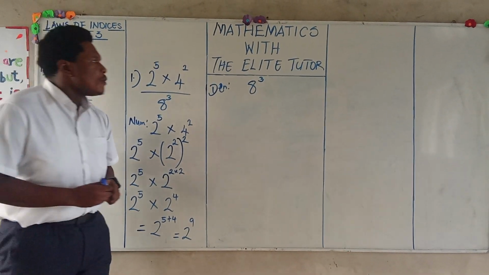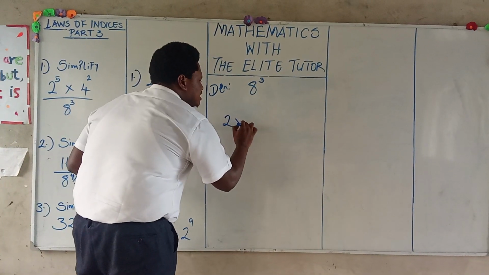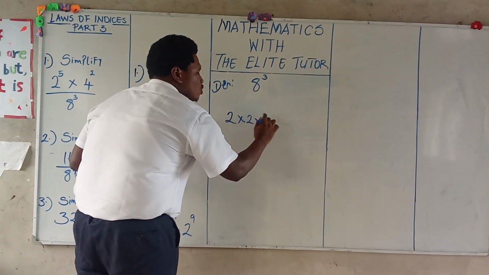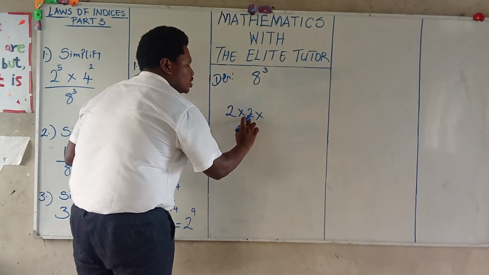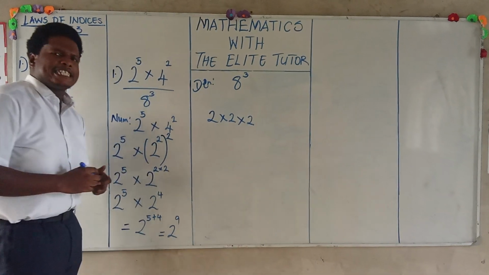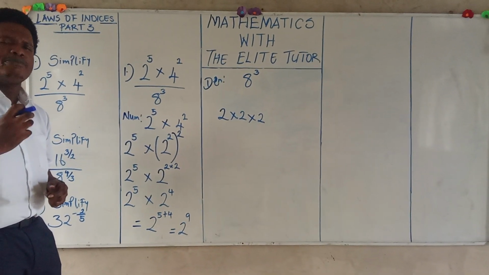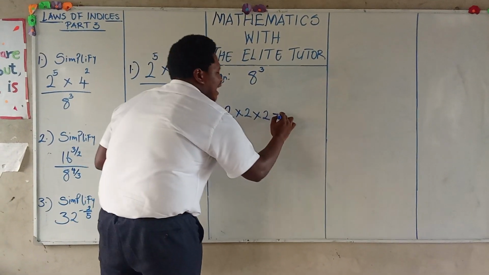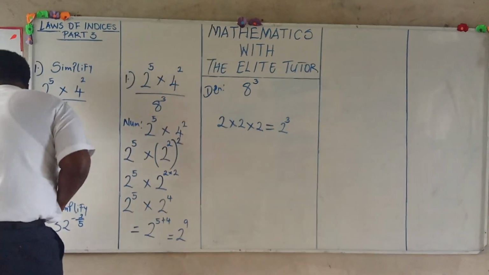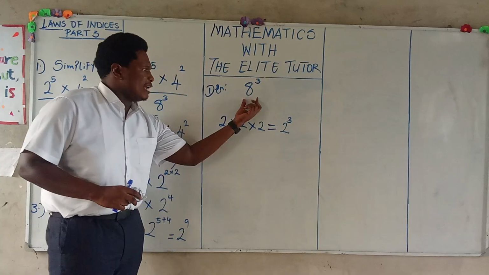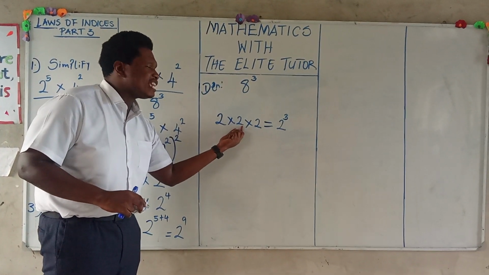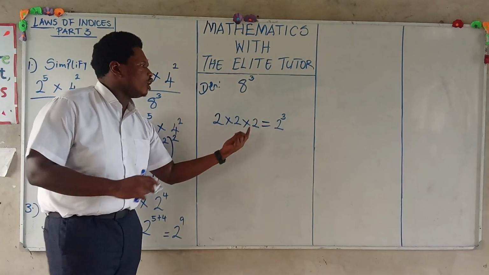How do we do that? We have that 2 times 2 gives us 4. Now times 2, 4 times 2 gives us 8. So that means expressing 8 in terms of 2, we are going to have 2 raised to power 3. So expressing 8 in terms of 2 is 2 raised to power 3. Why? 2 times 2 gives us 4. 4 times 2 gives us 8.